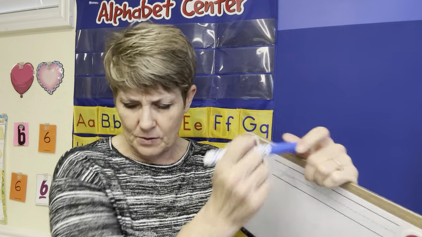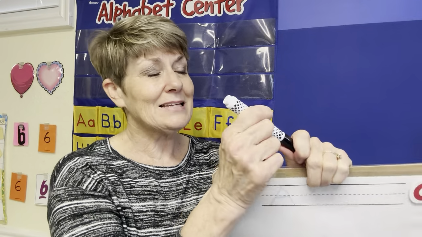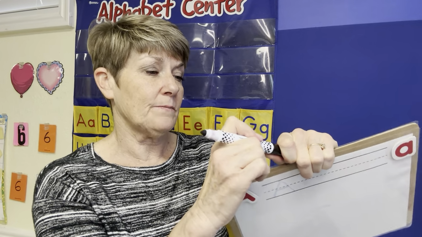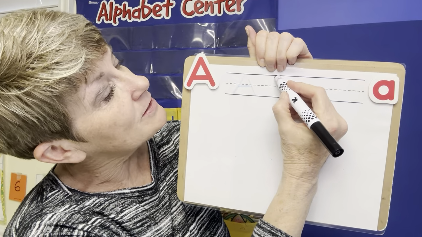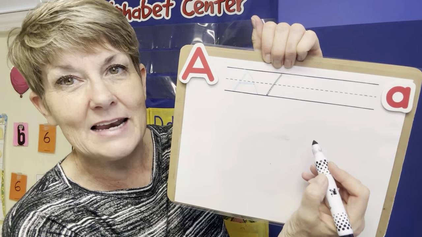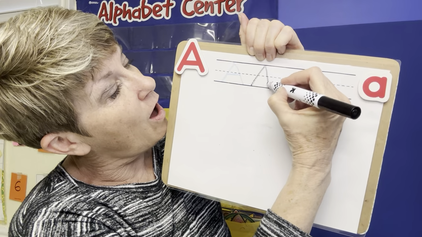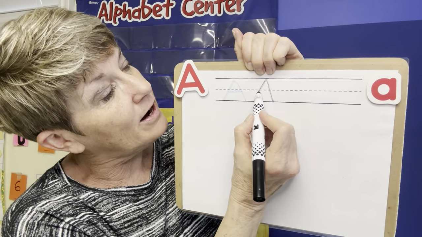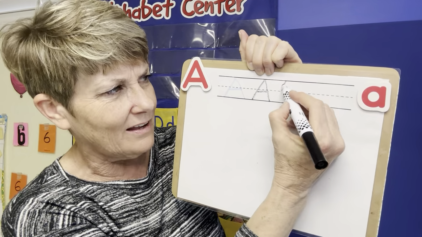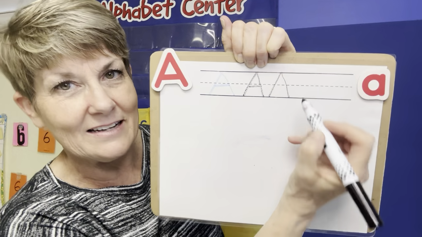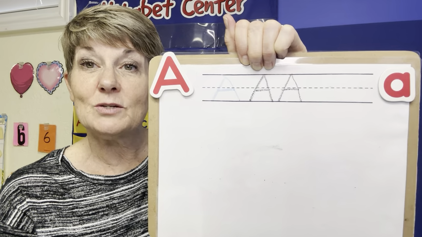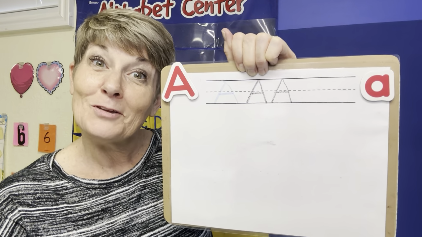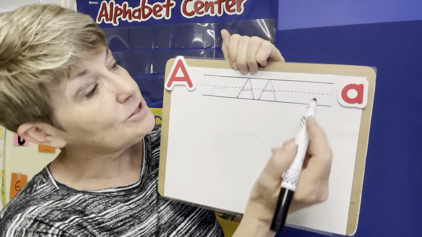You know what? I'm going to write the next one with a black one because I think it might be kind of hard to see. So I'm going to do my next one. I put my lid on the back. I'm going to start at the top and go all the way down. Is that easier to see? Then all the way down again and then across the middle. So it kind of looks like I'm making a tent, doesn't it? And when we draw the line in the middle, it turns it into a capital A. Good job. Now, let's do a lowercase a.